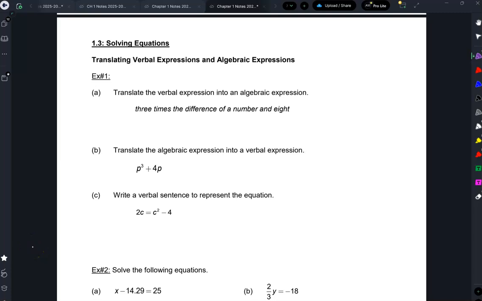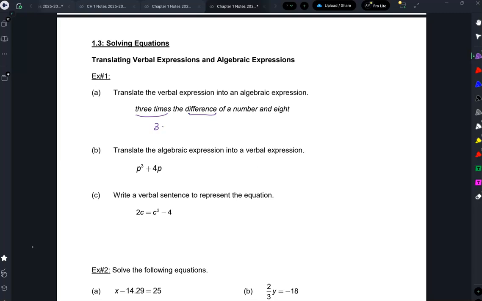Right, so in this section, we're going to talk about translating expressions into verbal or algebraic form. So take a look at this one. Translate this into an algebraic expression: 3 times the difference of a number and 8. So 3 times the difference, that means subtraction.